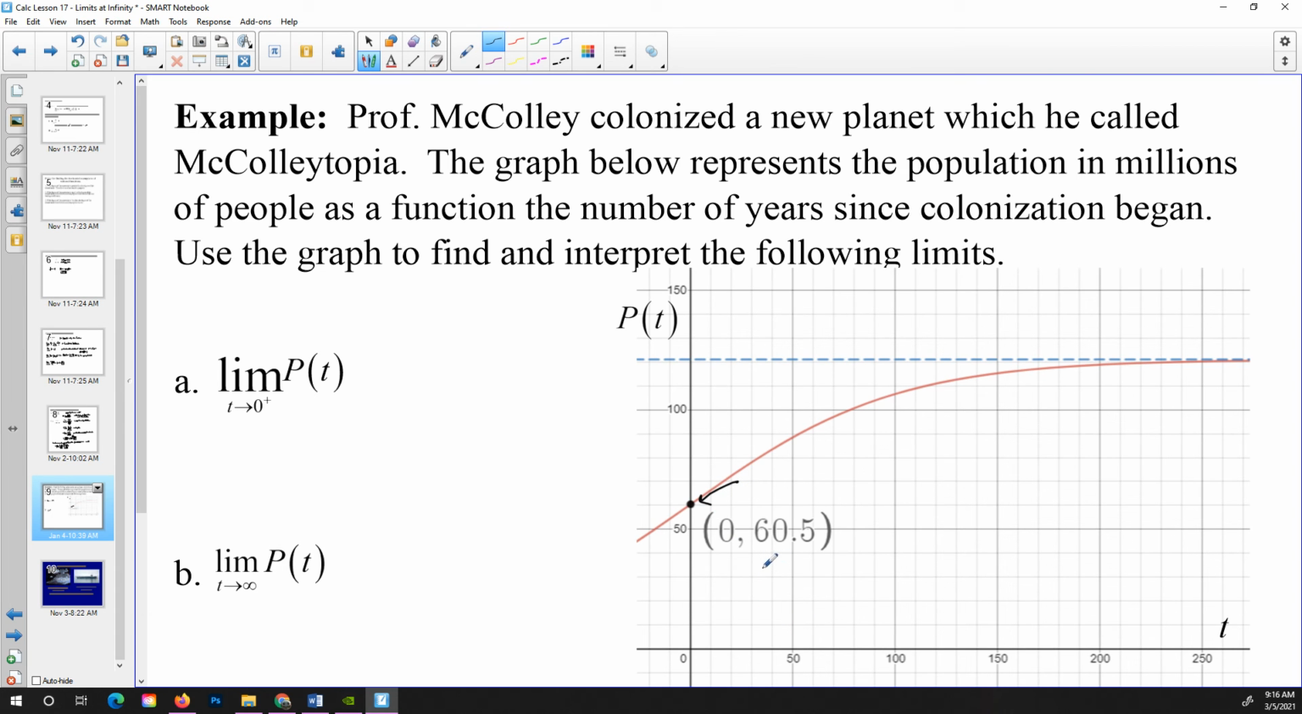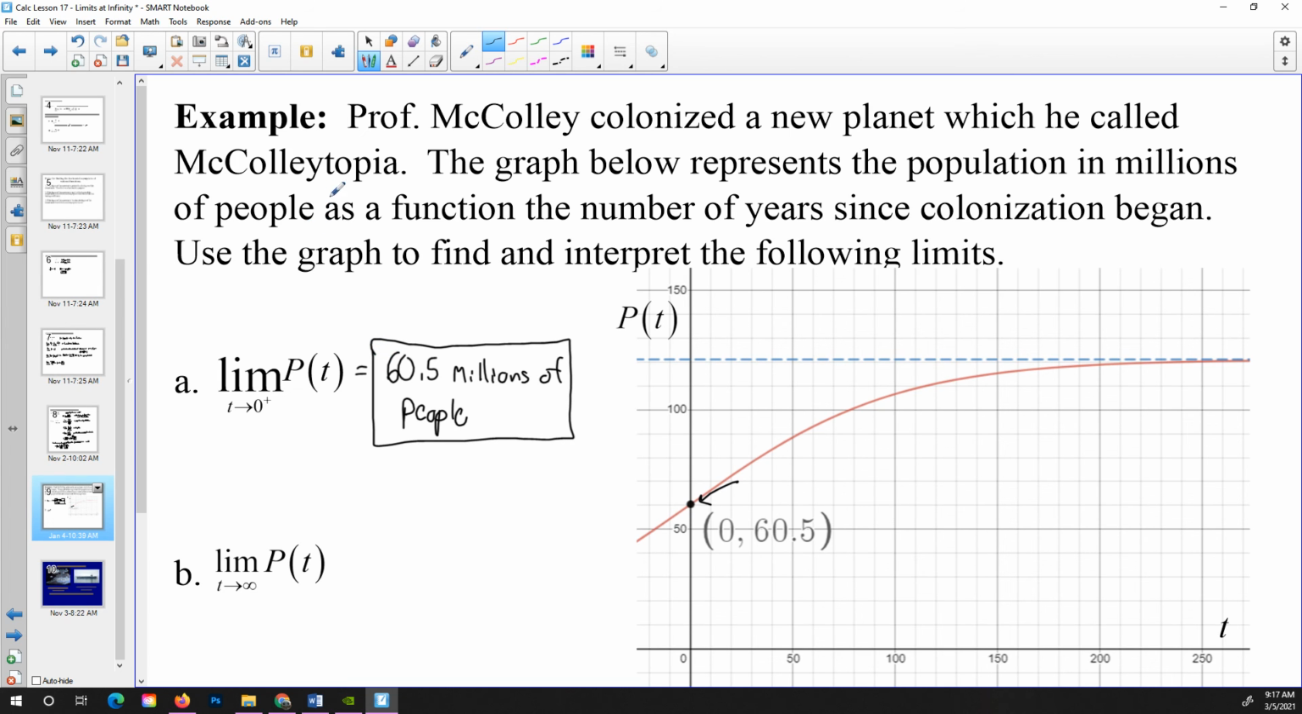It appears as if it's going to this 60.5. So it appears to be 60.5. And again, the population in millions of people. And so when we colonized, we brought 65 million people. That's a lot of people to move.